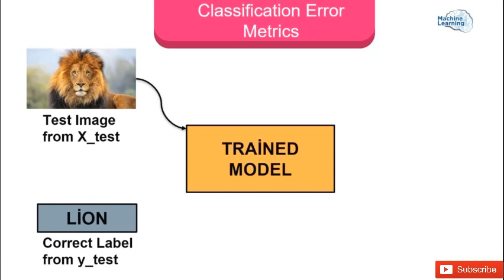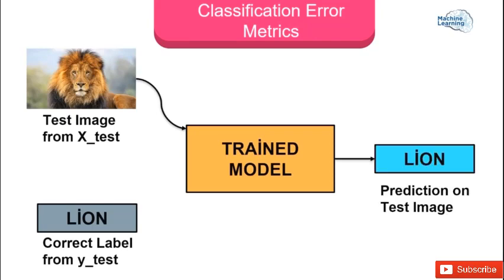So we have the X feature or image and this test image, and also we have the correct label from test Y. And in this case, we can see that this image is an image of a lion. So we'll just feed the features, the image, in this case, is already trained to our model. And then the model is going to make some prediction. So the model predicts that this is a lion.